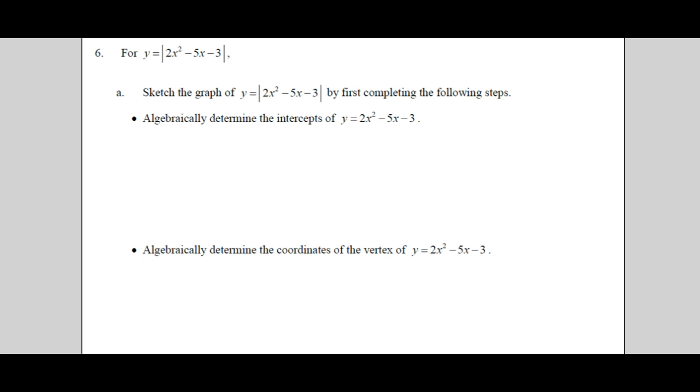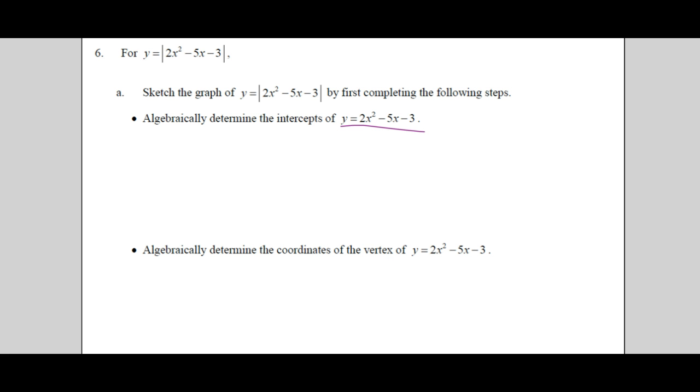Anyways, for y equals the absolute value of 2x squared minus 5x minus 3, sketch the graph by first completing the following steps. Algebraically determine the intercepts, right? So we need to know, what do we know about 2x squared minus 5x minus 3? This guy here. It opens up. It is vertically stretched by a factor of 2, and it has a y-intercept of negative 3, but we need the intercepts, right? So how do we get the intercepts?